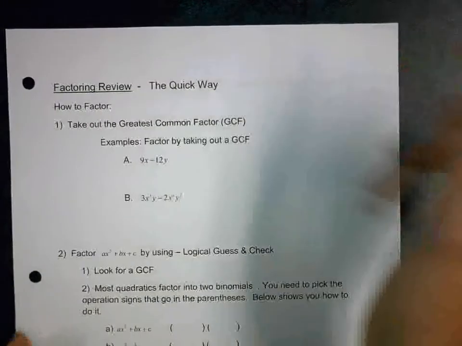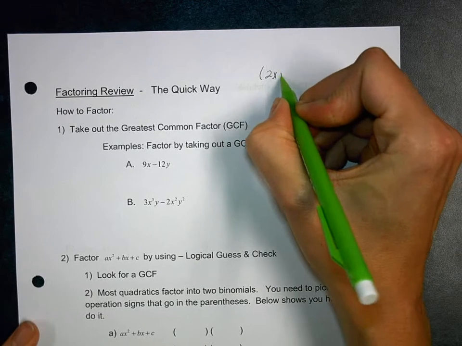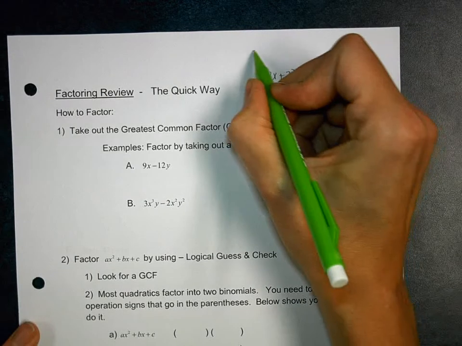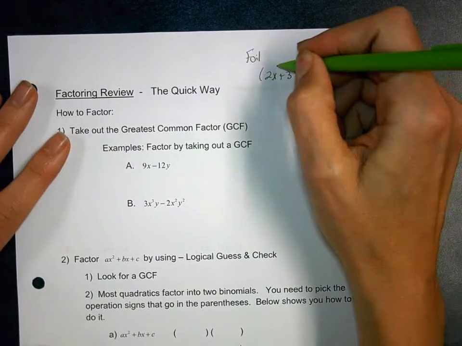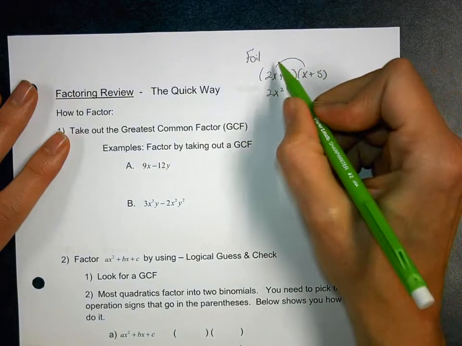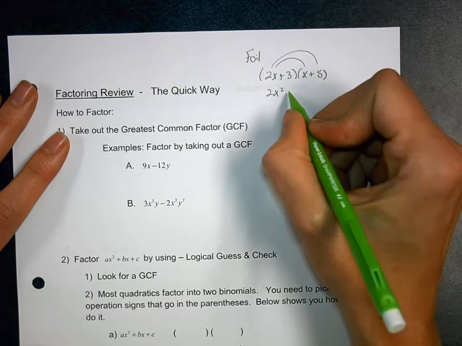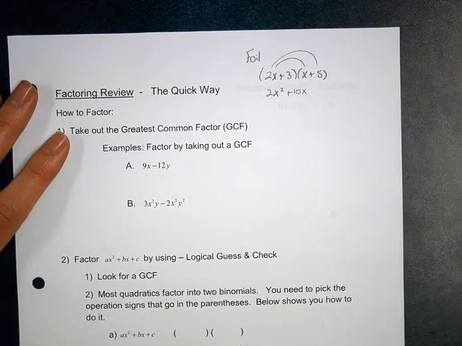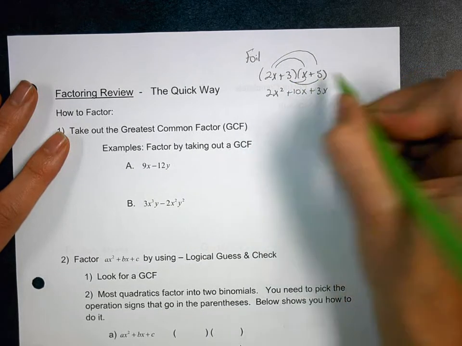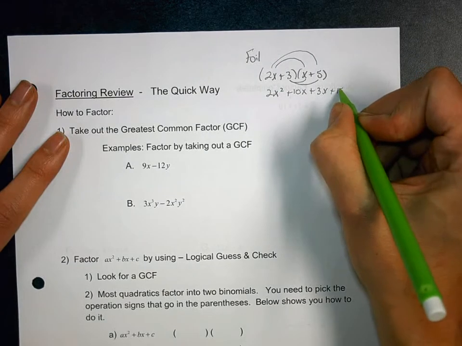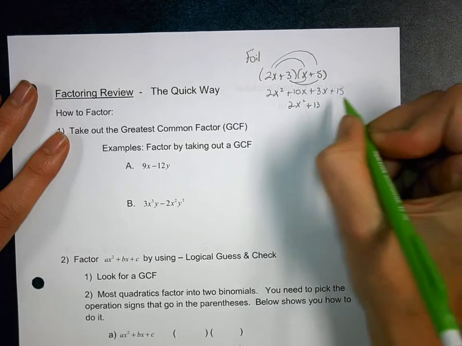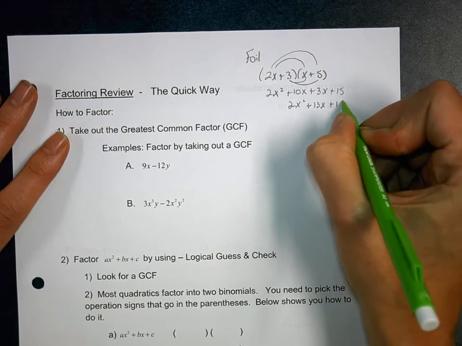So for instance, remember what we do if we had a problem like this: 2x plus 3 times x plus 5. In order to multiply that together, we FOIL. Remember, that's multiplying the two first ones together, and I get 2x squared. Remember, x times x is x squared. And then I do the outside two together, and I get a positive 10x, making sure I'm watching my signs. My two inside together, I get plus 3x. And then the last two together, because I'm just distributing, plus 15. And then I combine like terms. I simplify, and I get 2x squared plus 13x plus 15.